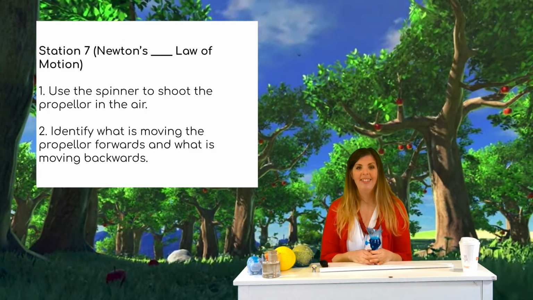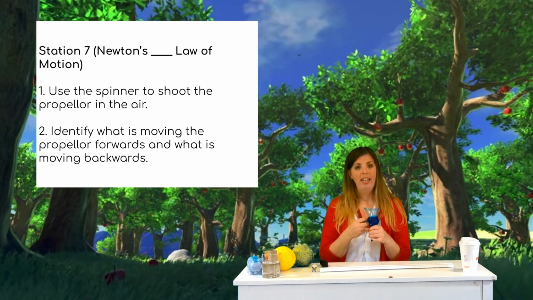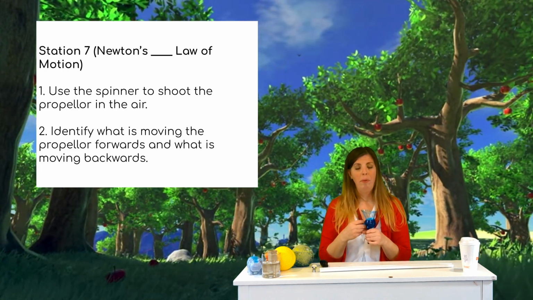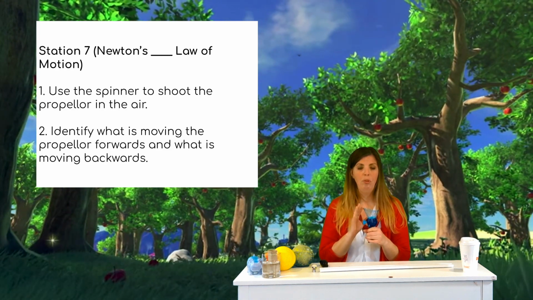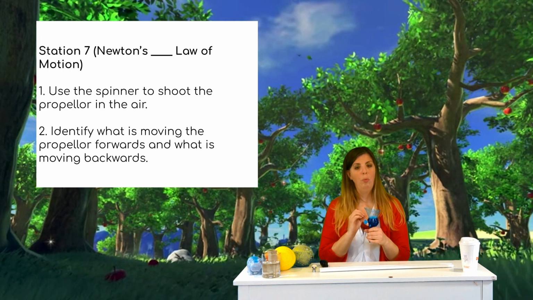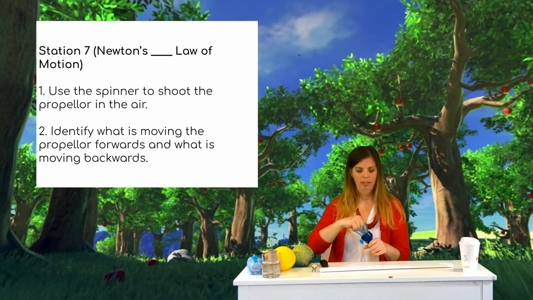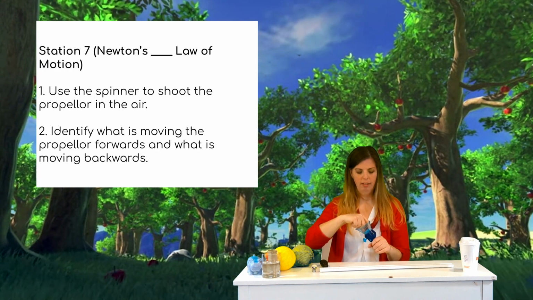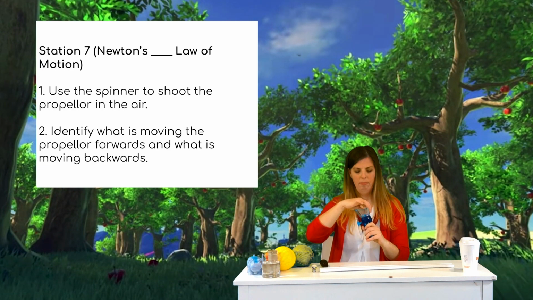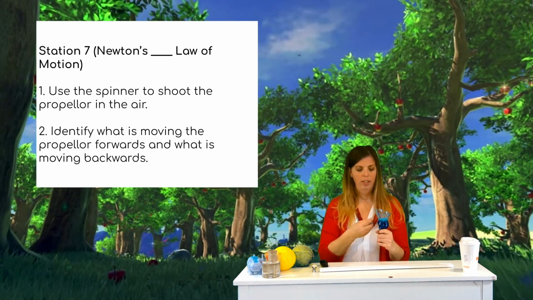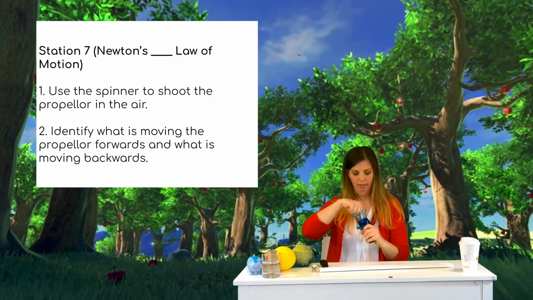Station number 7. Put the propeller on the stand and let go of the propeller to see what happens. Identify what is moving the propeller forward and what is moving backward. So here is the propeller, just so you know what it looks like. It's on a twirling mechanism. I'm going to release it. Try that one more time.